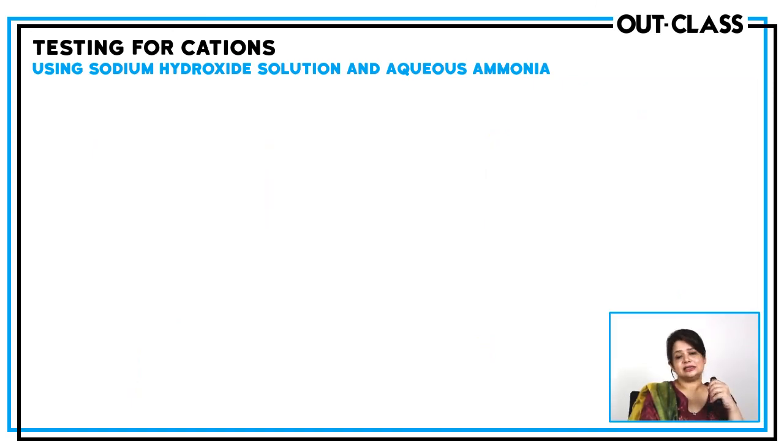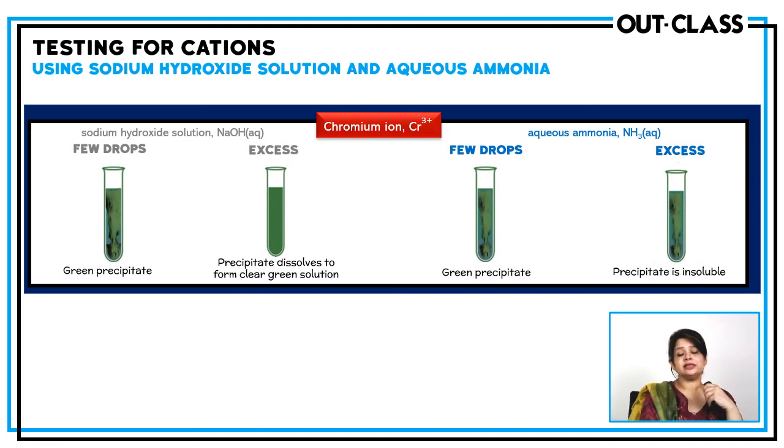The last test is with chromium ions. Now chromium salts are also green in color, but ये darker green होते हैं iron 2 salts से. And chromium ion also forms a green precipitate when few drops of sodium hydroxide are added to it. So how to differentiate between iron 2 ion and chromium ion? Both are forming green precipitate with sodium hydroxide.